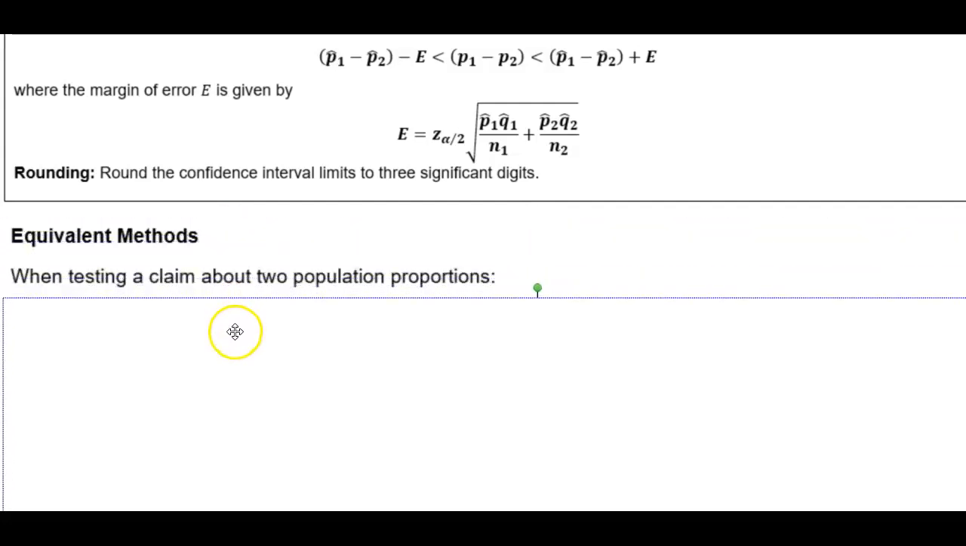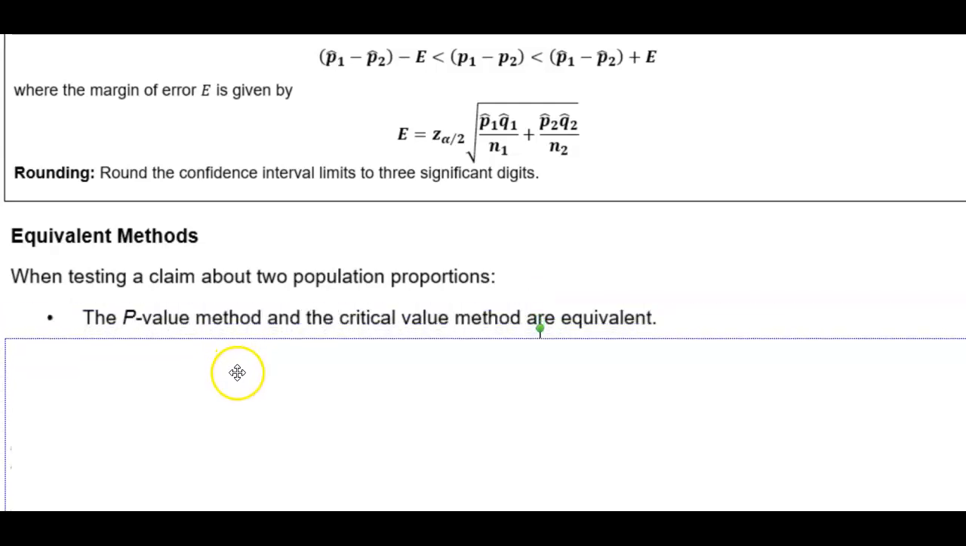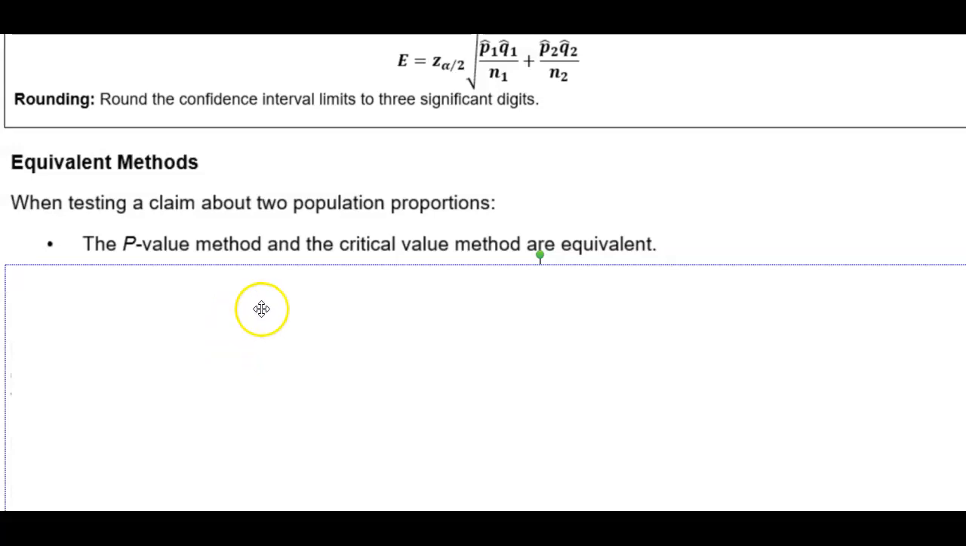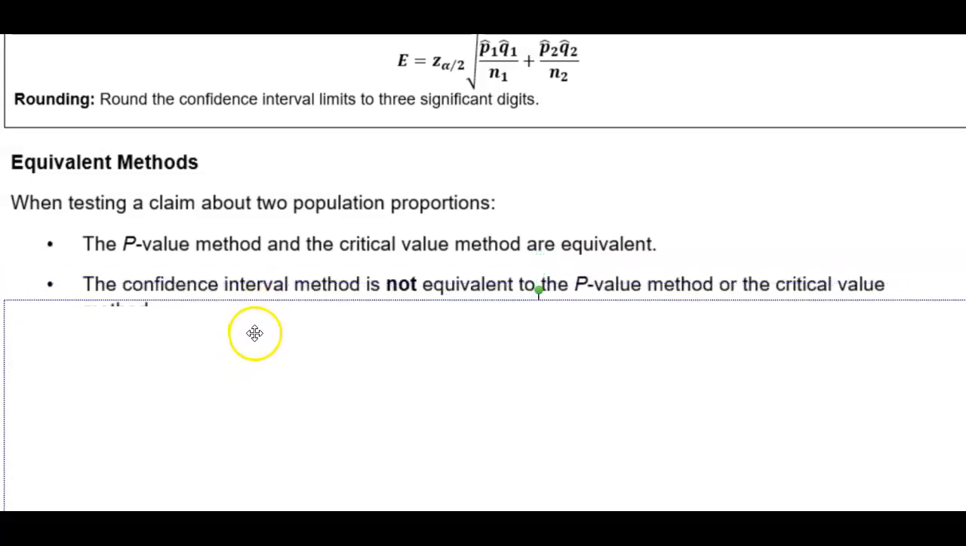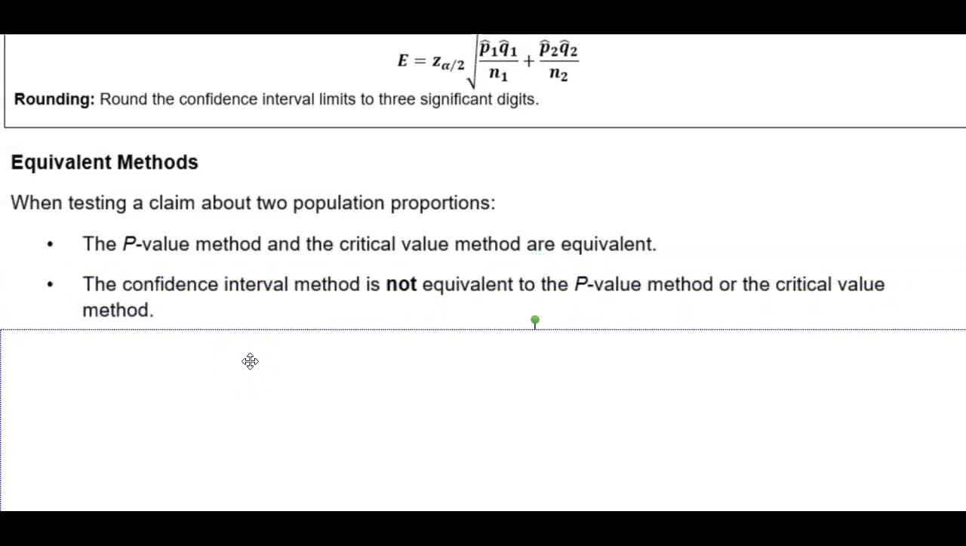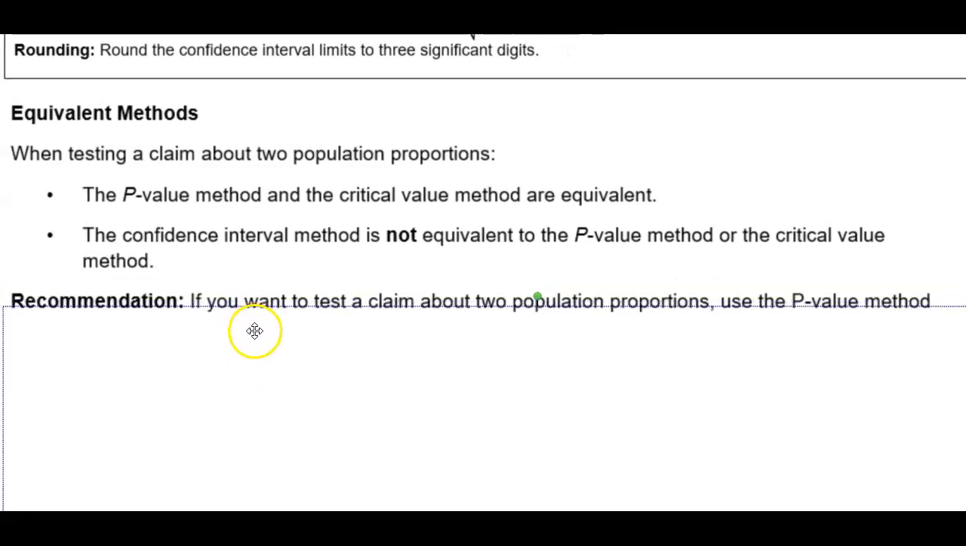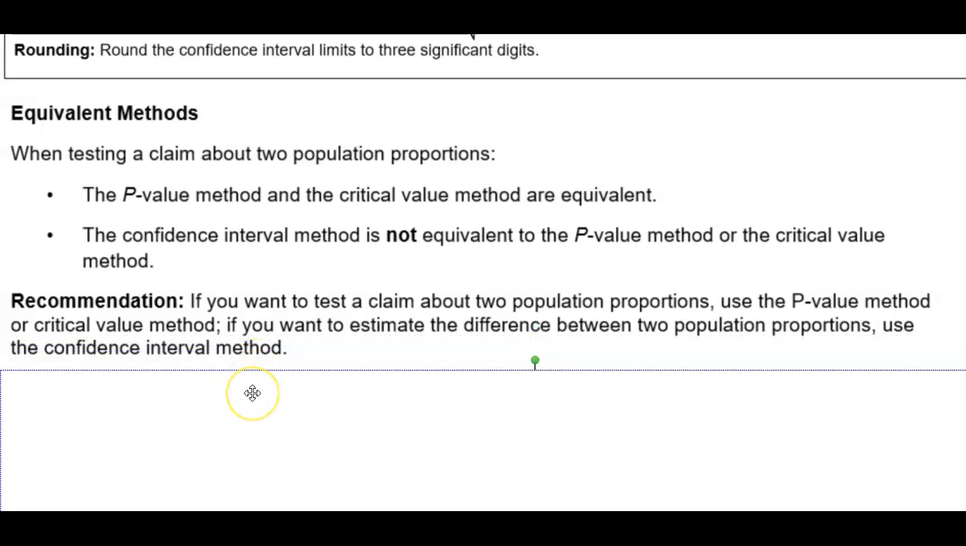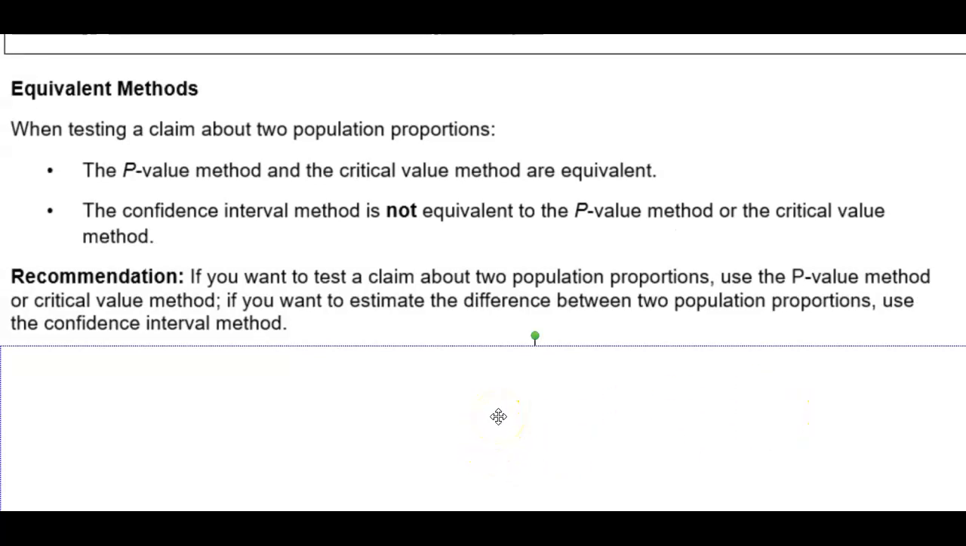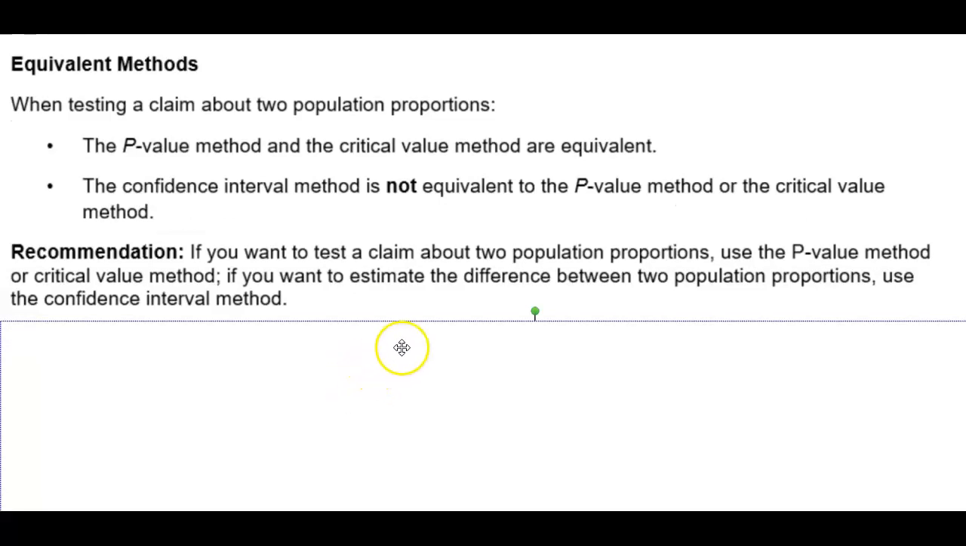Equivalent methods. When testing a claim about two population proportions, the p-value method and the critical value method are equivalent. The confidence interval method is not equivalent to the p-value method or the critical value method. Recommendation: if you want to test a claim about two population proportions, use the p-value method or the critical value method. If you want to estimate the difference between two population proportions, you use the confidence interval method.